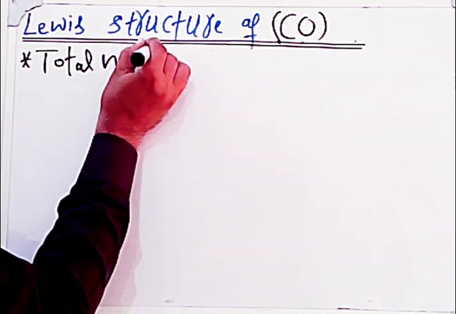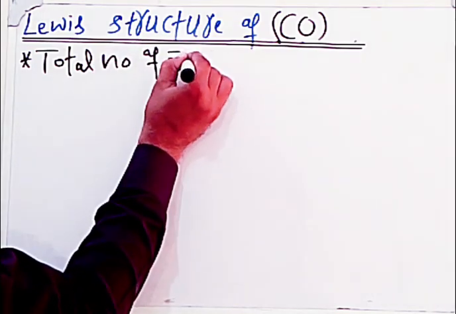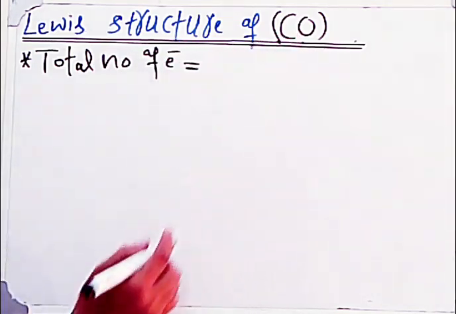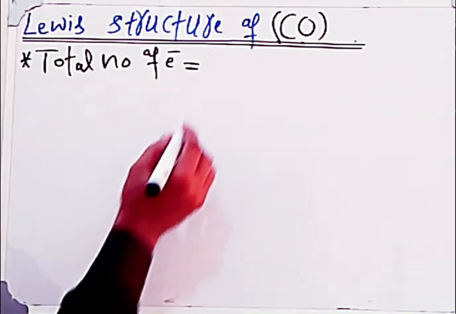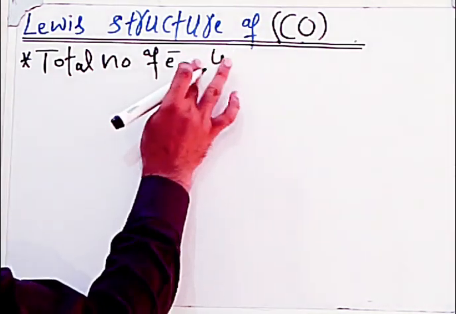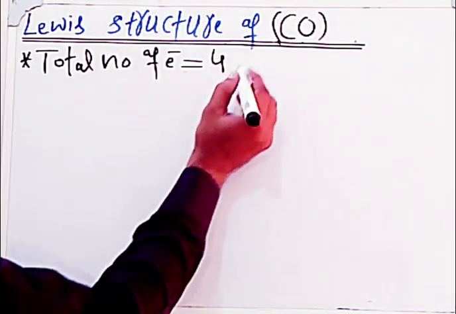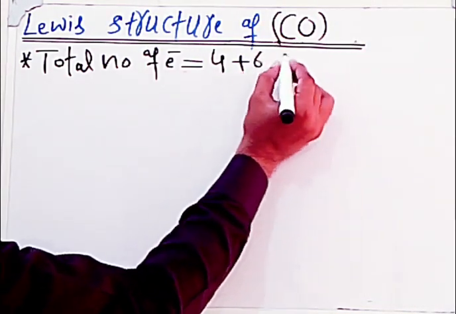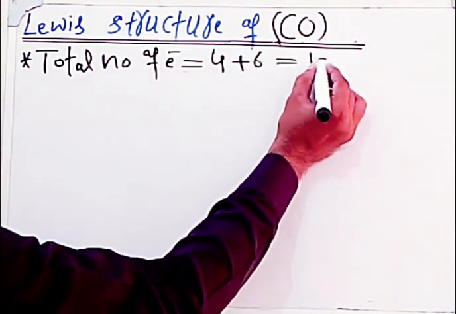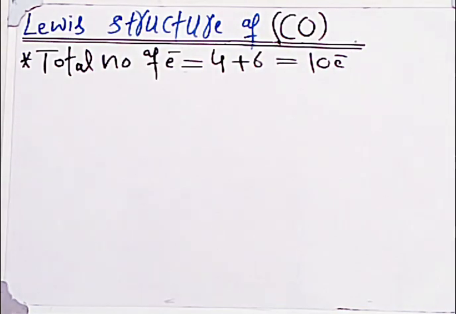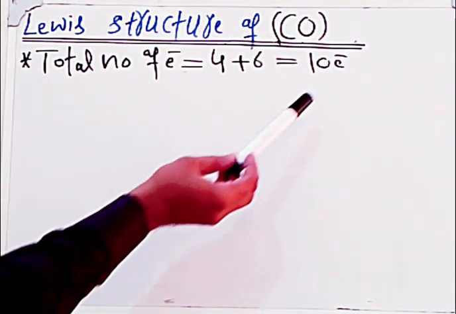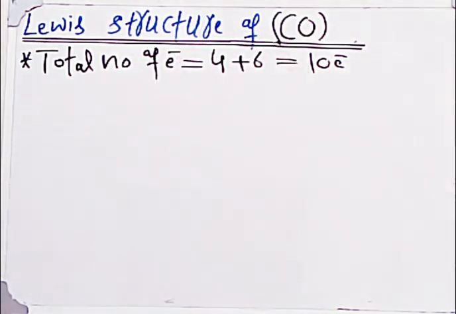Total number of electrons. Students, we know that carbon is present in group 14, so it provides 4 electrons for bonding purposes. And oxygen is present in group 16, it provides 6 electrons for bonding purposes. So we have a total of 10 electrons, and we have to distribute these 10 electrons between the carbon and oxygen atoms.